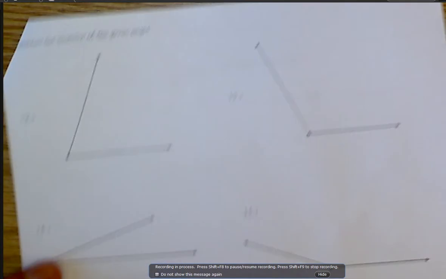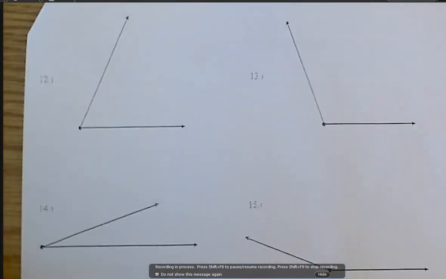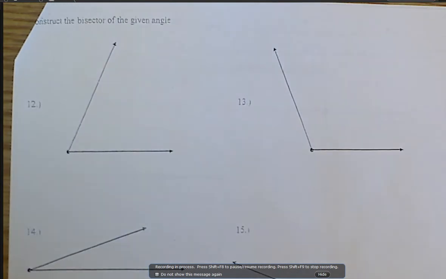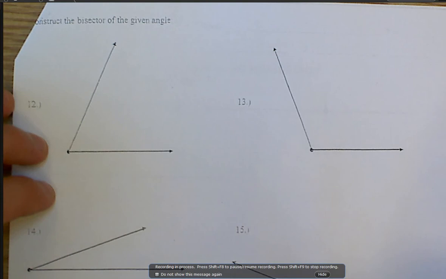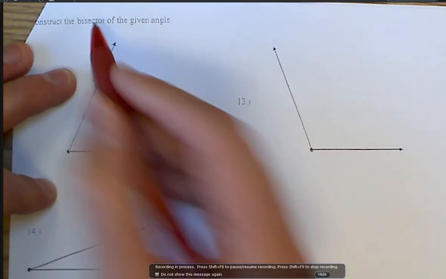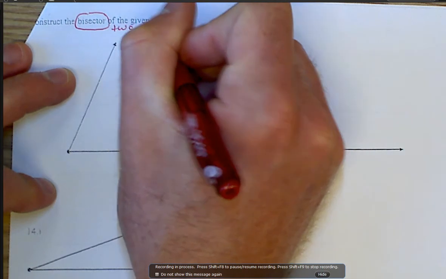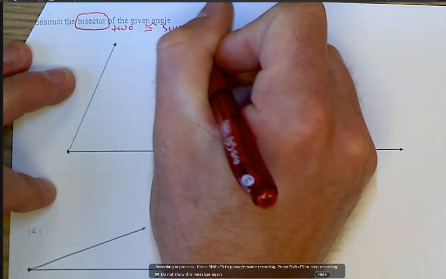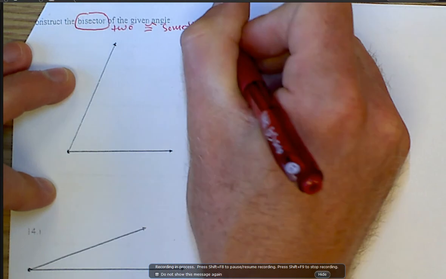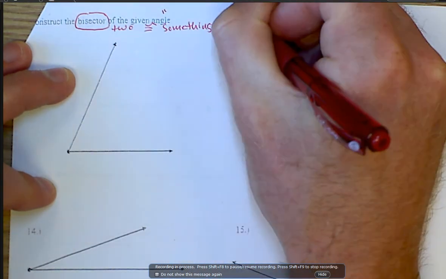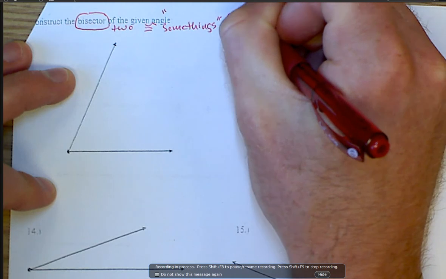All right, last but not least, the angle bisector. Again, let's review real quick. I want you to write down what bisector means. 2 congruent somethings. That's a terrible definition. I say somethings because they could be segments or angles.